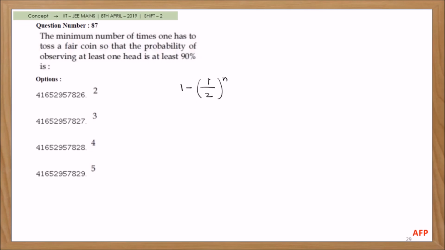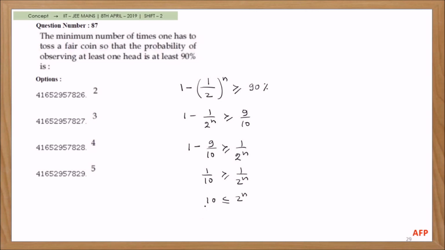At least one head or no head is one and the same, and "at least" means it has to be 90% or greater than or equal to 90%. So 1 minus 1 by 2 raised to n is greater than or equal to 90 divided by 100, which is nothing but 9 by 10. If I send it to the other side, this implies 1 by 10 is greater than or equal to 1 divided by 2 raised to n. So 10 is less than or equal to 2 raised to n.